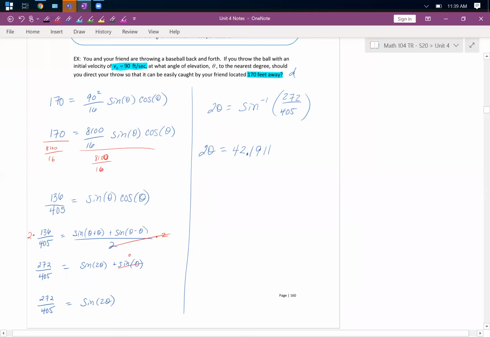The last thing we need to do here is divide everything by 2 because we're solving for theta. We get theta to be equal to, I bet we're rounding to the nearest degree, it ends up being 21.1, but we'll just round it to 21 degrees. There we go.